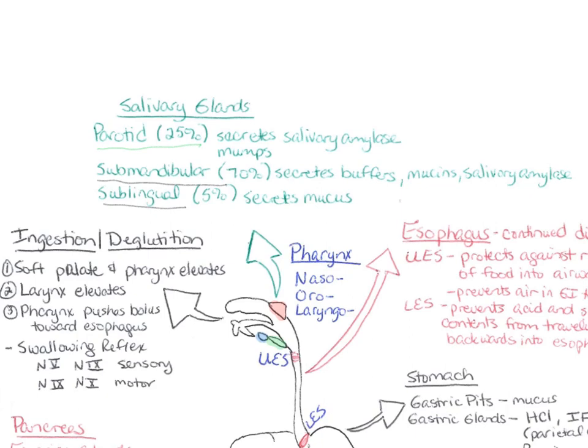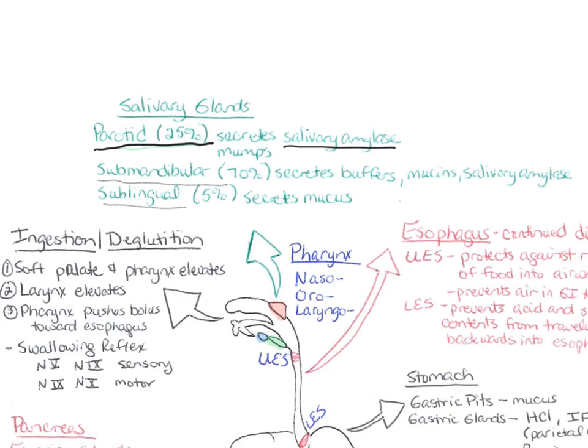So first of all, the parotid gland, it makes up only 25% of the saliva that you produce every day. It secretes an enzyme called salivary amylase. Salivary amylase breaks down starches and complex carbohydrates into more simple sugars like glucose. And the parotid gland then is going to empty those secretions into the parotid duct, and that's going to empty into the mouth.